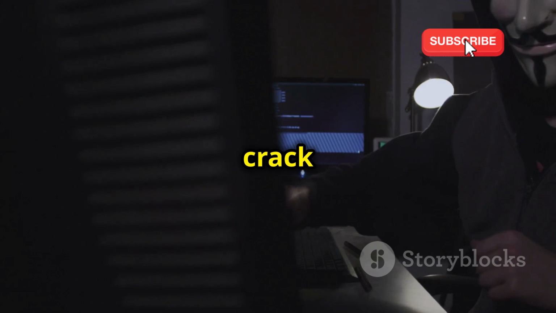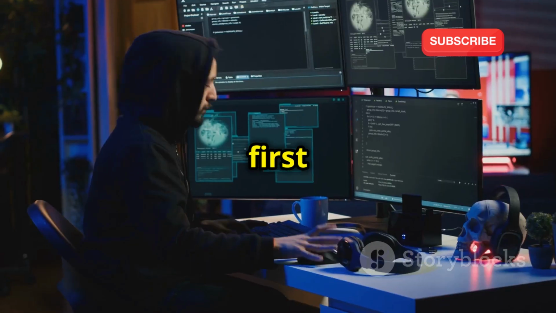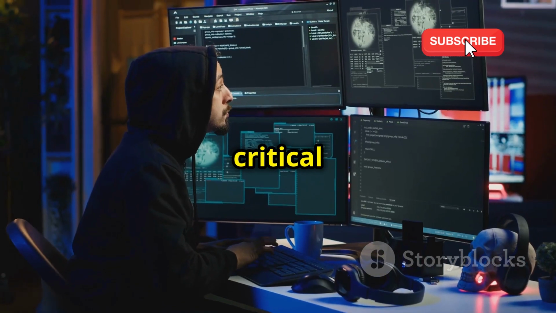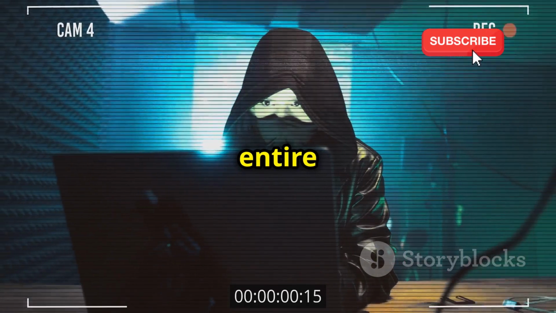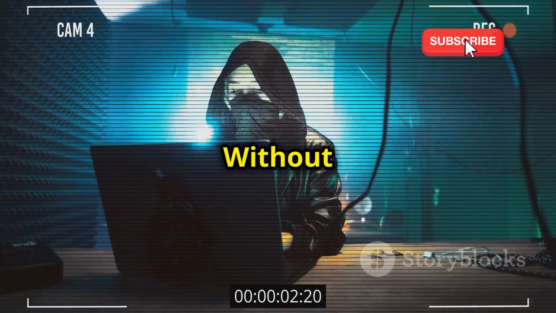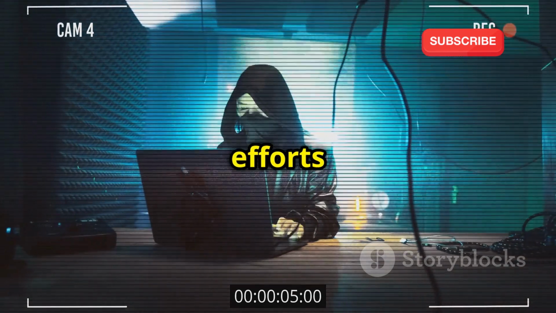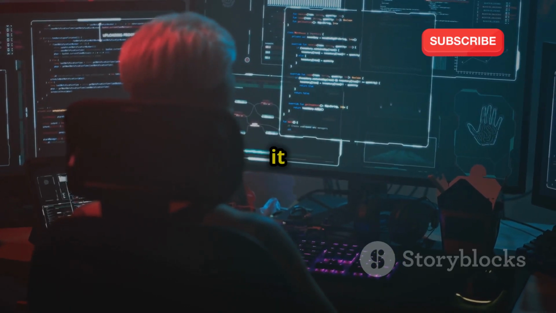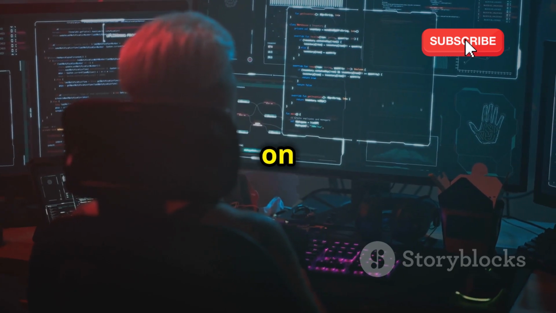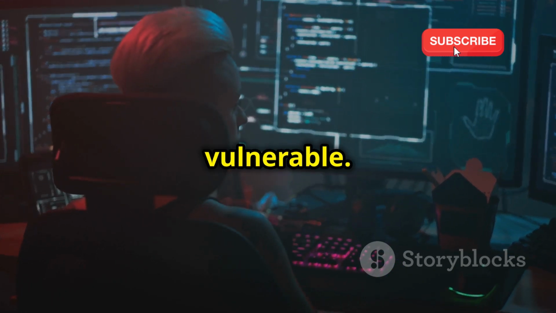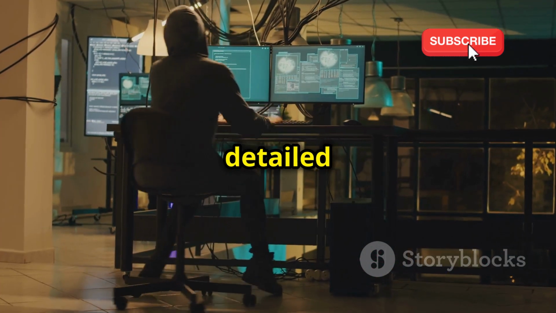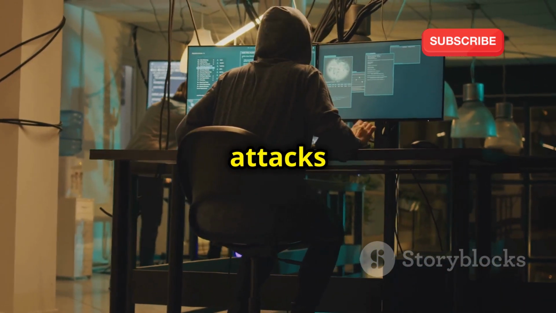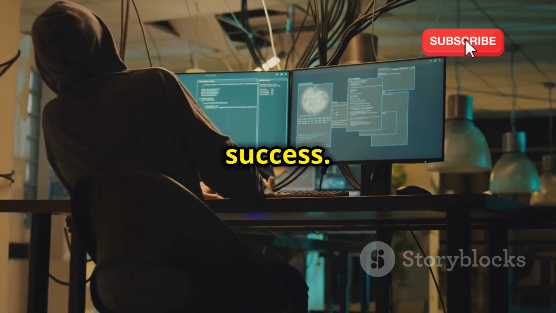Before attempting to crack a Wi-Fi password, hackers first need to identify a suitable target. This initial step is critical because it sets the stage for the entire hacking process. Without a proper target, all subsequent efforts would be in vain. This reconnaissance phase is crucial as it allows attackers to focus their efforts on networks that are most likely to be vulnerable. By gathering detailed information about potential targets, hackers can prioritize their attacks and increase their chances of success.